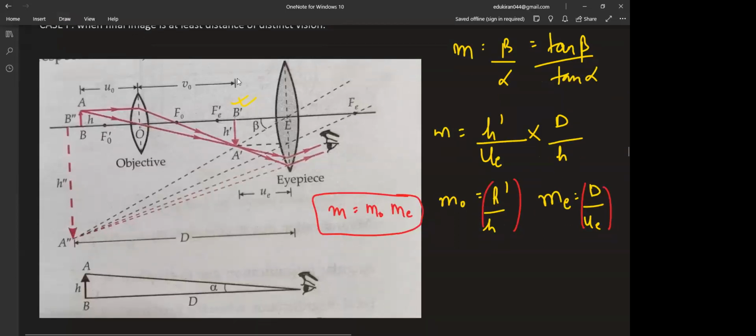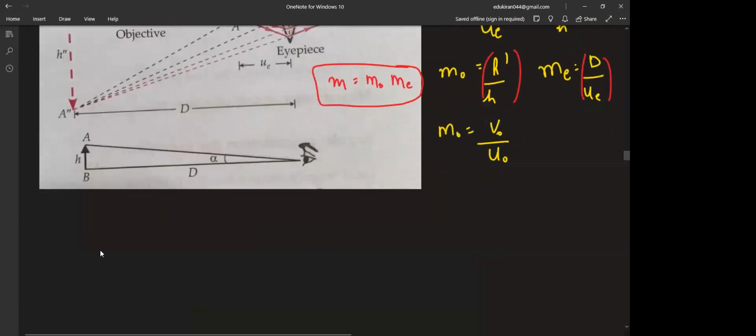Clear? Now look. One more thing that we have already studied. Objective lens is a normal lens which we have been studying. And what did we see? Magnification is always image divided by object. So this will be V naught by U naught. Now see, this is for you. You can remember it. Coming to this final formula of ME, ME can be written as D by UE, which you can further put the values.